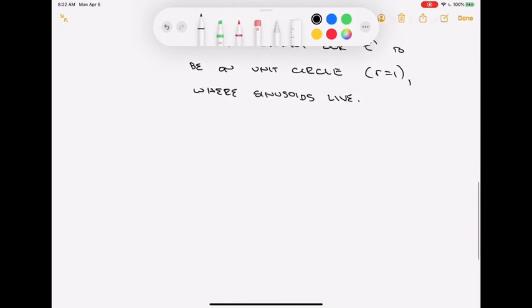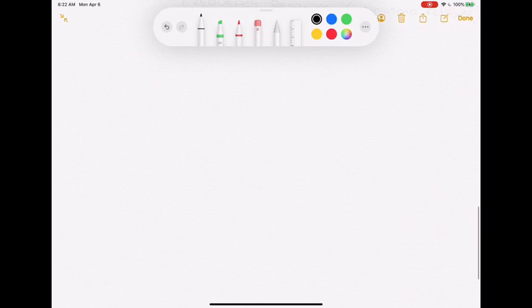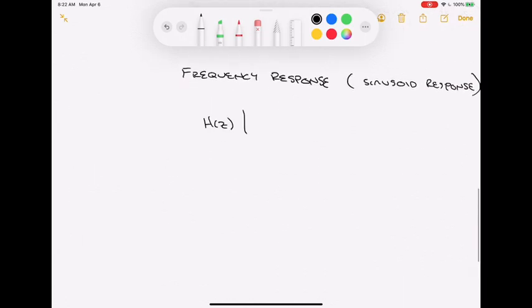So, frequency response. Traditional frequency response. This idea of frequency response, we could also think of it as a sinusoid response, right? It is our system function H(z) when z is on the unit circle.